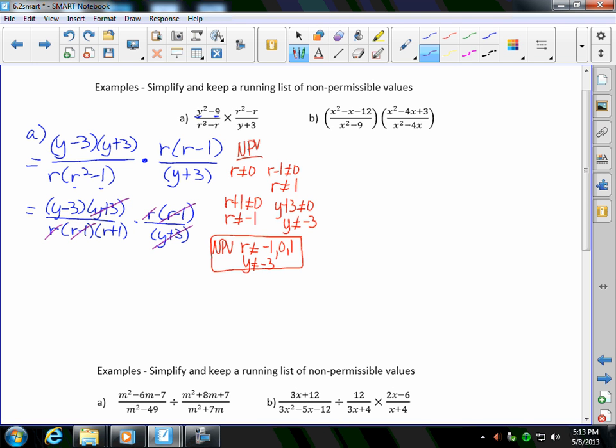So once I'm done all my canceling, I can see I'm left with a y minus 3 on the top and an r plus 1 on the bottom. So that is my simplified equation with my restrictions.